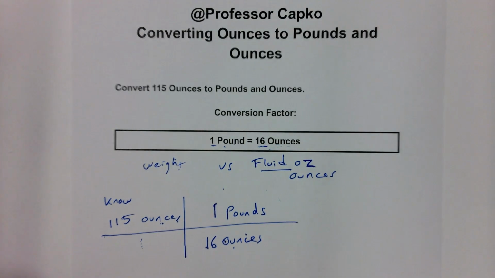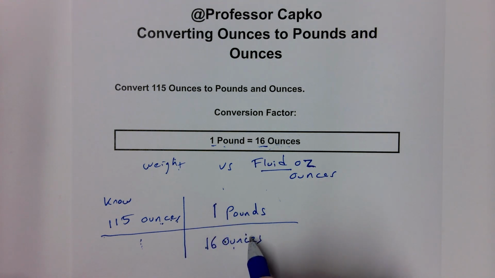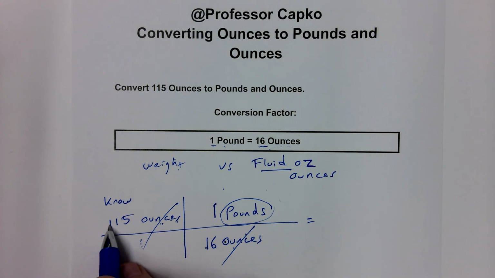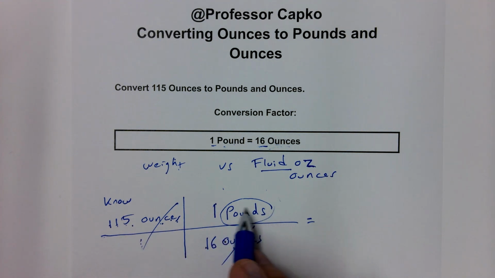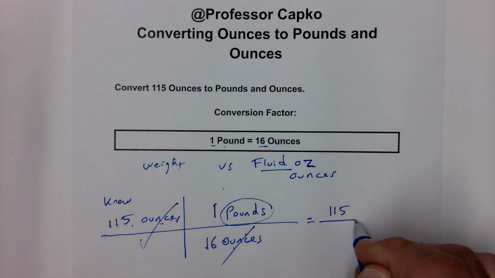Now I have set up my picket fence. Ounces are on the bottom here. Ounces are on the top there. You're going to see why, because I can cancel them out. Ounces now went away. The only thing left is pounds. So let's go ahead and do the math. I have 115 ounces, and I'm going to multiply straight across. 115 times 1 is 115. And the only thing left is pounds.